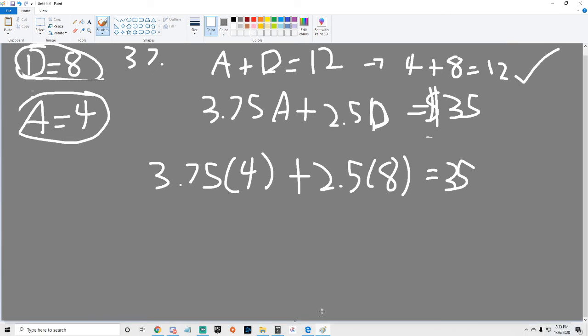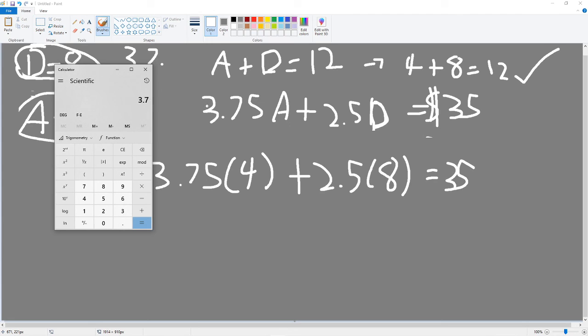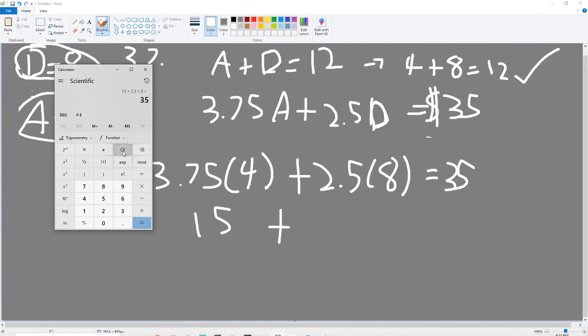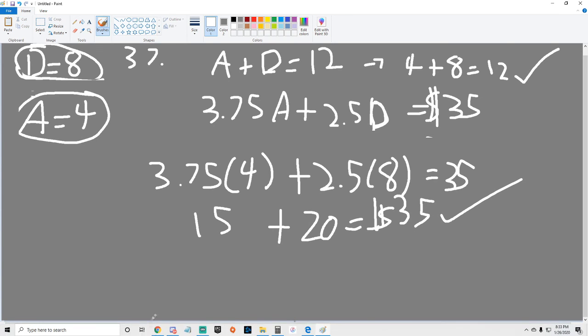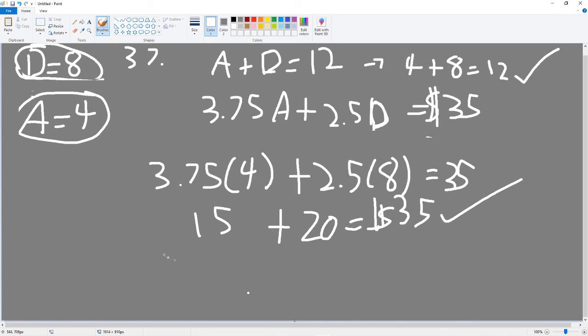This is good. So let's check using a calculator for time's sake. So 3.75 times 4, that's 15, plus 2.5 times 8, this is 20. This is equal to $35. So we are correct. All right. So she bought 4 Americana chicken and 8 Delaware chicken.